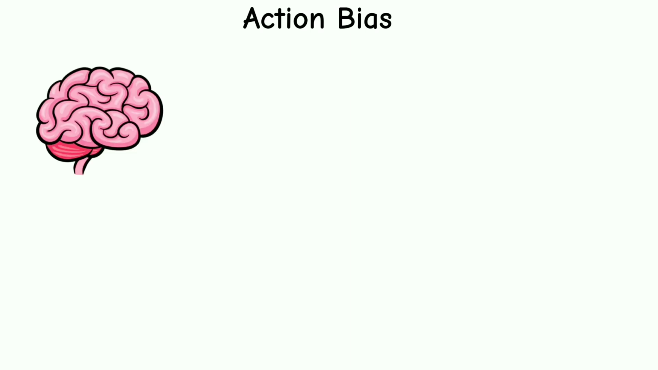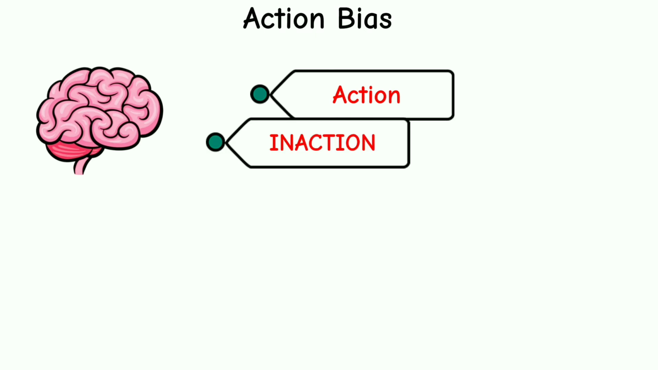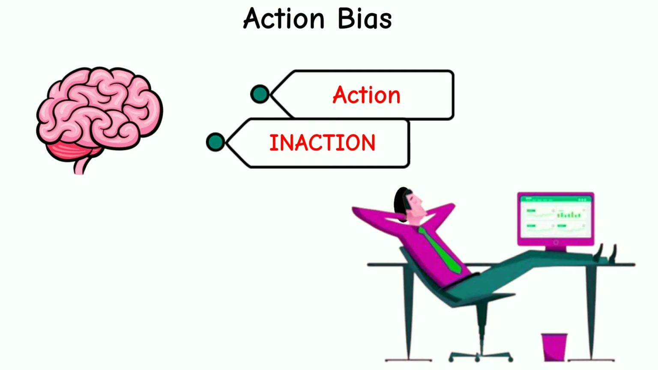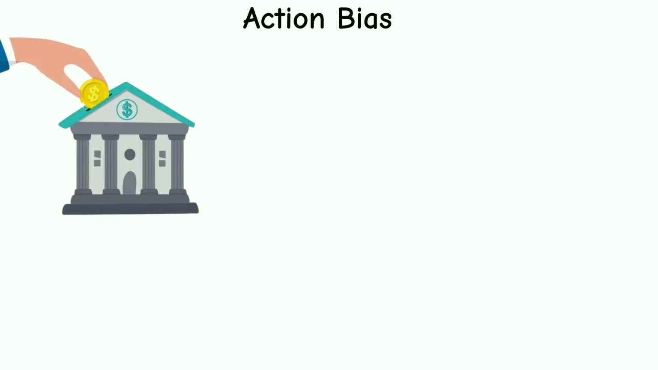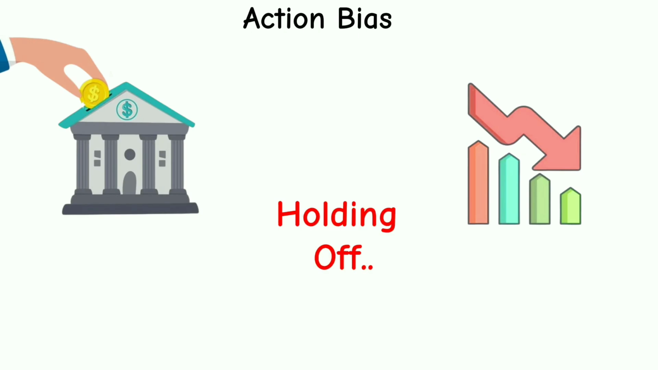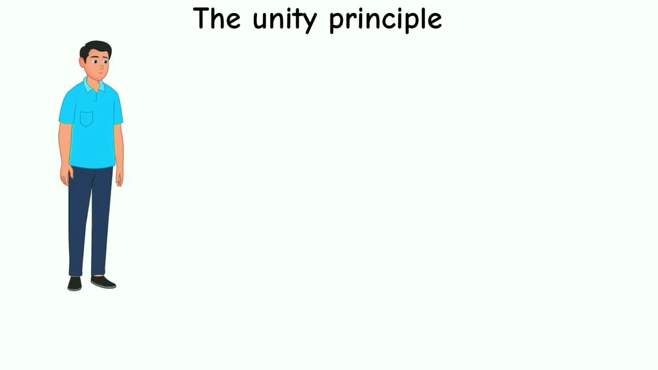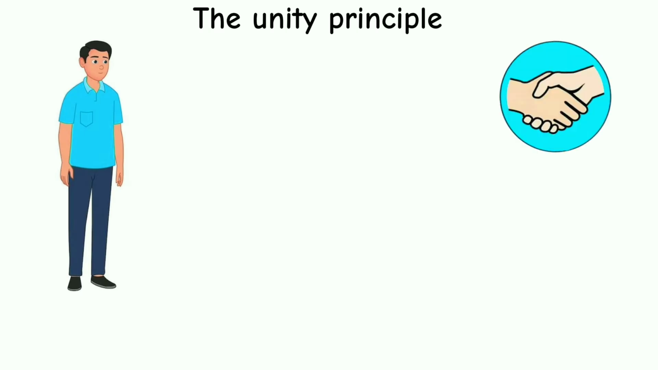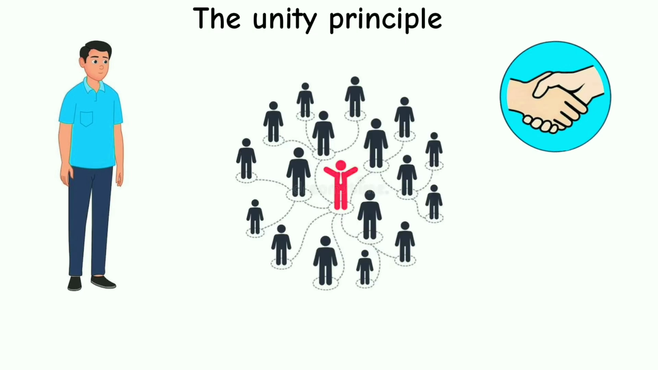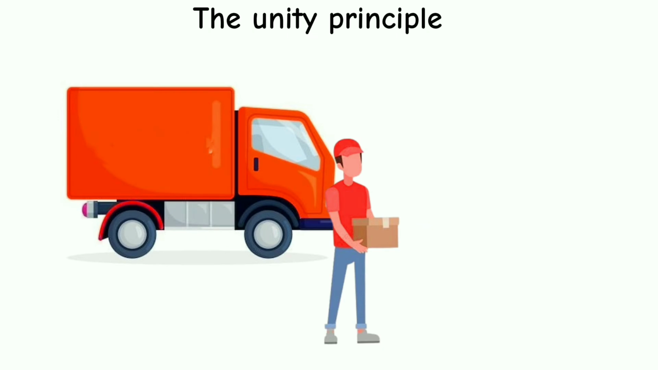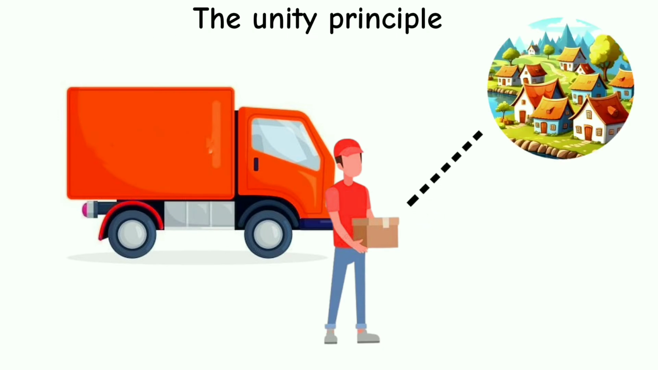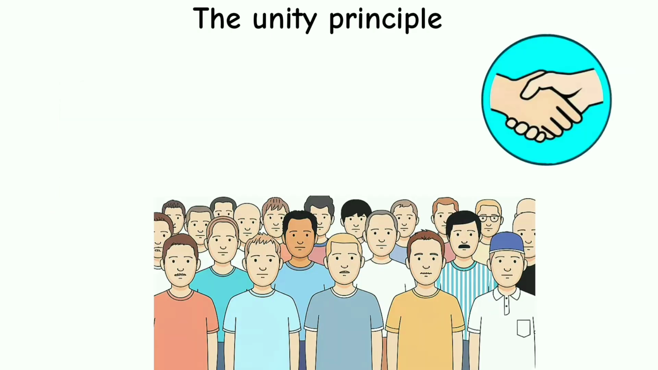Action bias. Action bias is a psychological tendency to prefer action over inaction, even in situations where doing nothing might be the better option. For instance, feeling like you must invest during a slow market period when holding off might be the wiser choice. The unity principle. You may have faced a situation where you felt more inclined to trust someone who seemed like they were part of your own group, like feeling more confident in a product if it's being sold by someone from your hometown. The unity principle is exactly that. It suggests that people are more easily persuaded and more trusting of those they perceive as part of their own community or group.